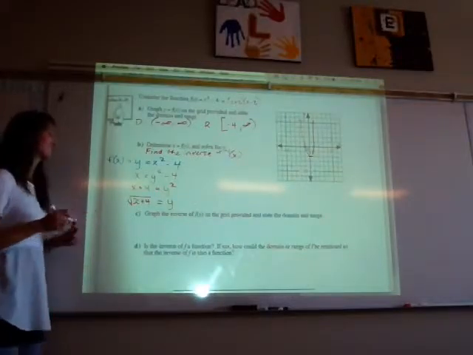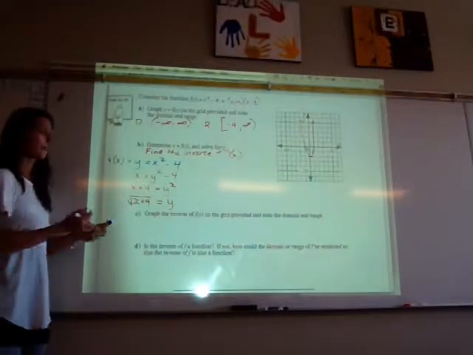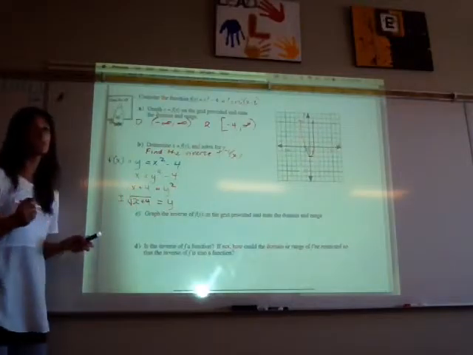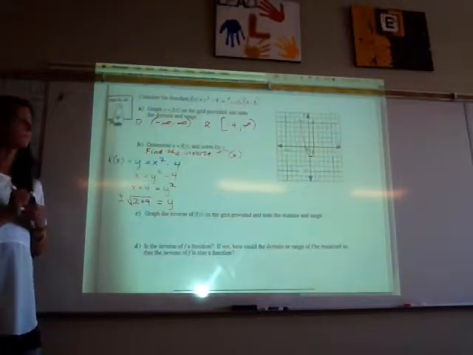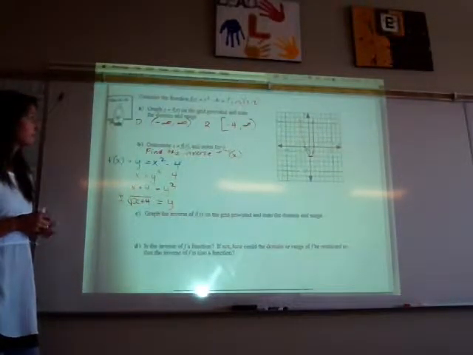Can I ask, what have I forgotten? Plus and minus. You always have to take the positive and the negative square root.